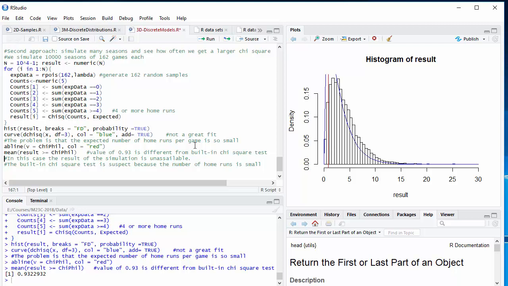In this case, my opinion, as a believer in non-parametric methods, is that the simulation is a better approach. Using the built-in chi-squared test is suspect, partly because I'm not really sure the Poisson model is that good, but probably more importantly because the number of home runs is on the small side. You'll get a chance on the homework to do this sort of simulation with the original chi-squared test, which involved the number of deaths resulting from horse kicks in Prussian cavalry corps. And that ends this little video.